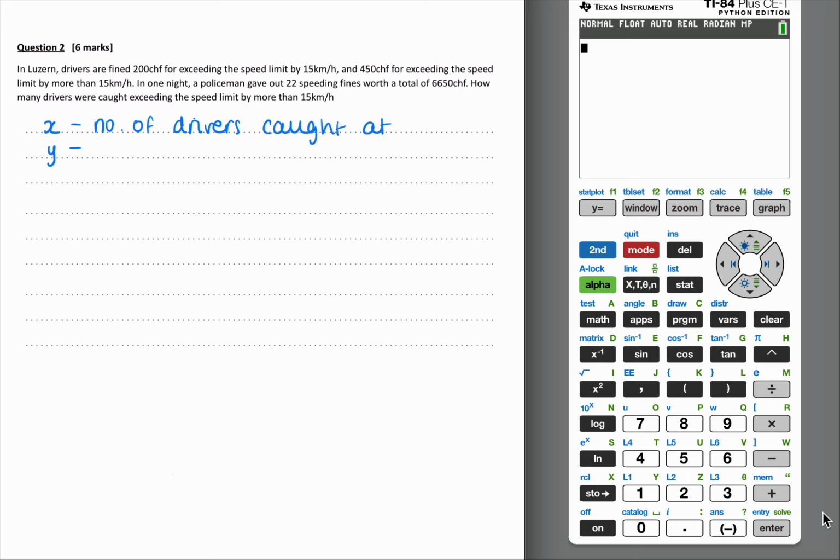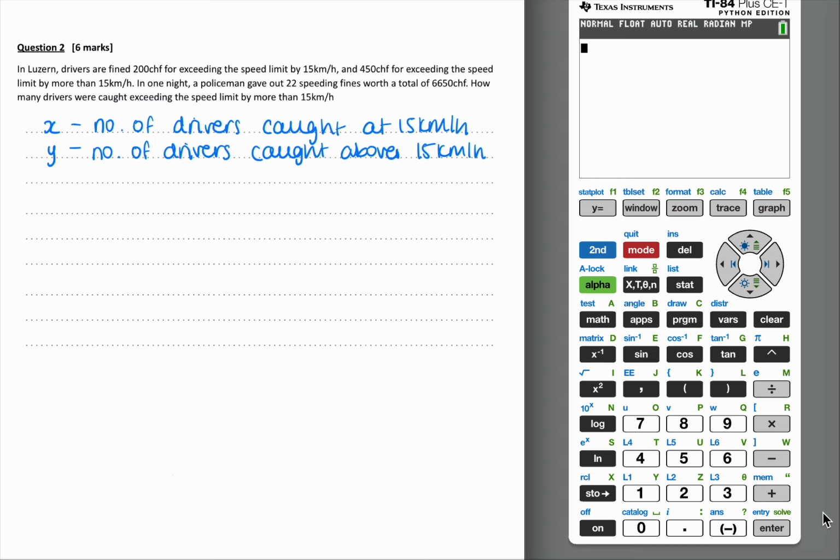at 15 kilometers per hour. And then for y, this is the number of drivers caught above 15 kilometers an hour. So I have the two variables x and y. And then I need to form some equations with this.